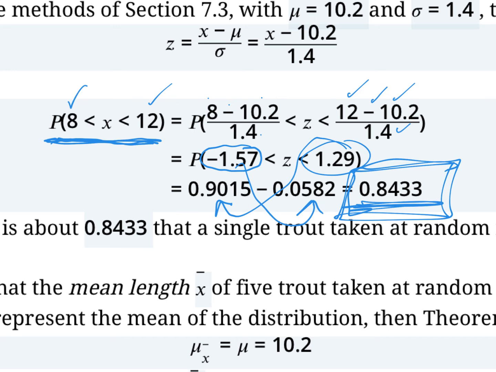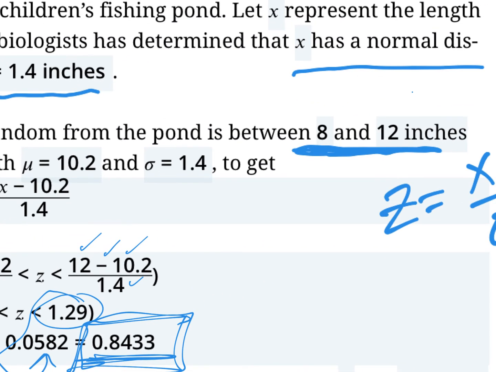If I bring my daughter there, and she's 11 years old, and I tell her, you're allowed to catch one fish, because we need to go. We're only going to get one rainbow trout. And she starts fishing. There is an 84.33% chance that the fish, that single fish that she catches, is going to be between 8 and 12 inches. Okay? That is something you already know how to do.